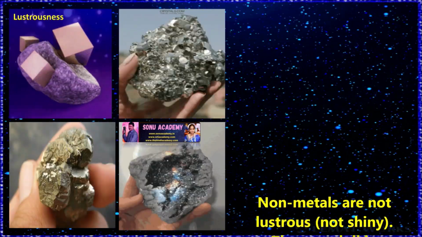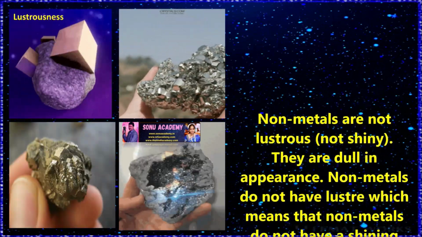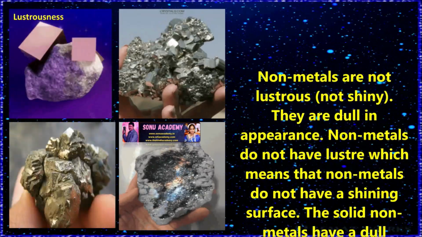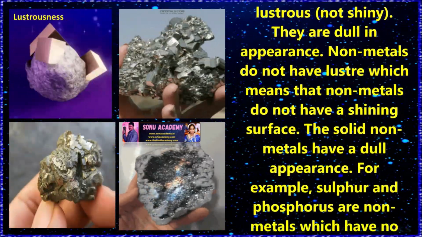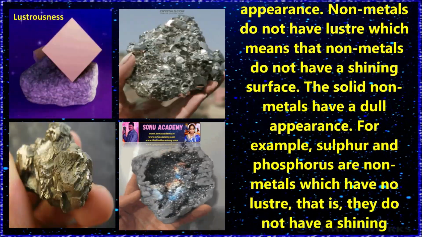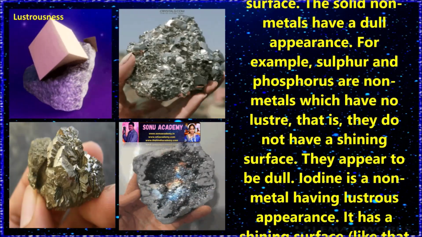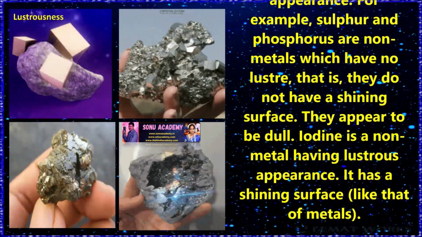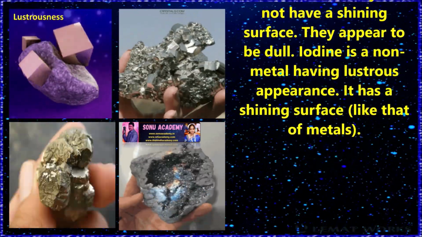Lustrousness. Nonmetals are not lustrous or not shiny. They are dull in appearance. Nonmetals do not have luster, which means that nonmetals do not have a shining surface. The solid nonmetals have a dull appearance. For example, sulfur and phosphorus are nonmetals which have no luster, that is, they do not have a shining surface. They appear to be dull.